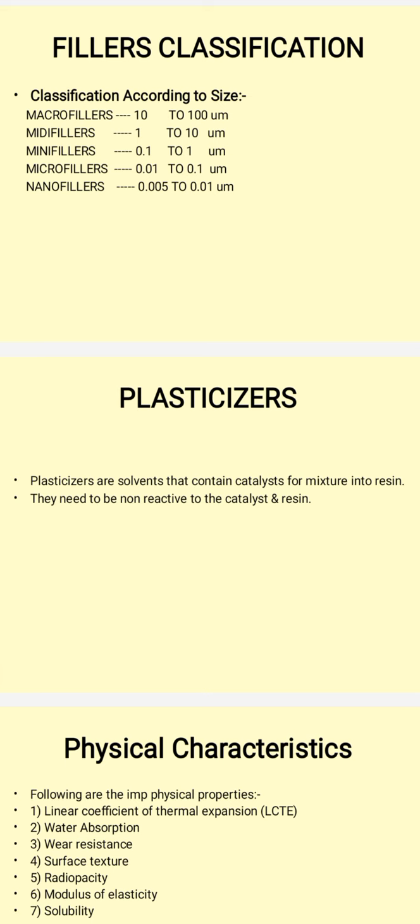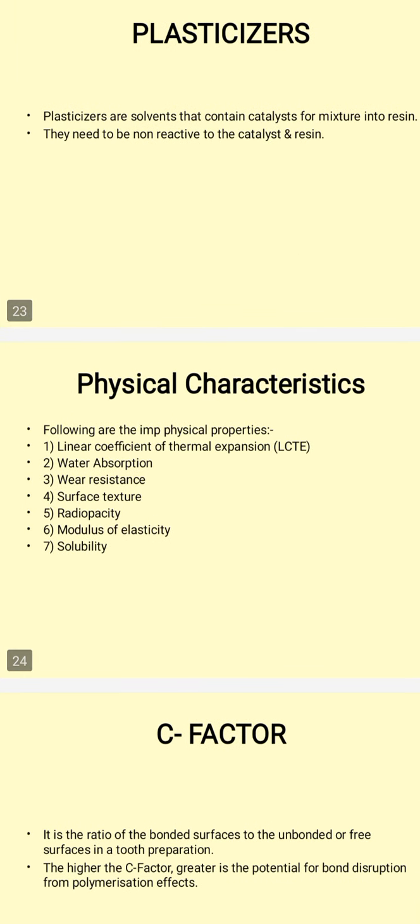Next is the concept of plasticizer. They are the solvents that contain catalyst for mixture into resin. They need to be non-active, non-reactive to the catalyst and resin. Physical characteristics, which are very important, are given below. Linear coefficient of thermal expansion, water absorption, wear resistance, surface texture, radiopacity, modulus of elasticity, and solubility.